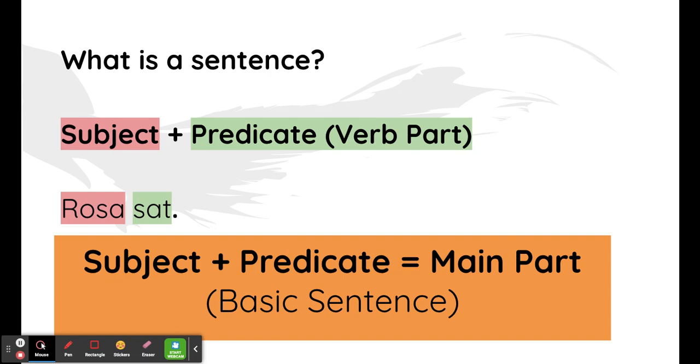A sentence is a subject, right? The person or thing that's doing the action, the predicate, which is the verb part of the sentence, and of course it needs to be a complete idea. It could also be as simple as Rosa sat. Rosa would be the subject. Sitting is what she is doing. So if you ever forget when we're referring to the main part of a sentence, that's the basic sentence, a subject and a predicate. That is the main part.